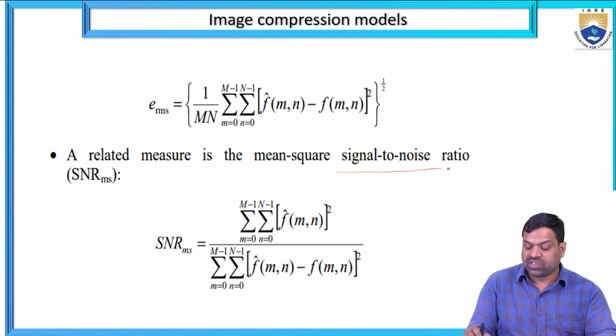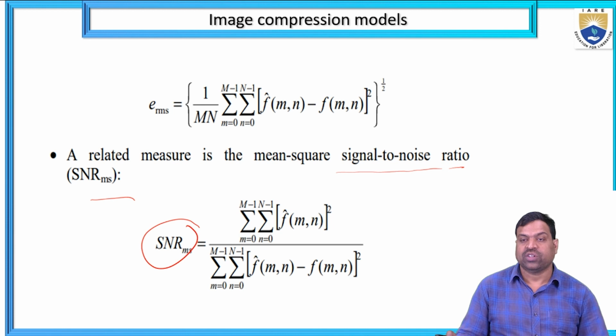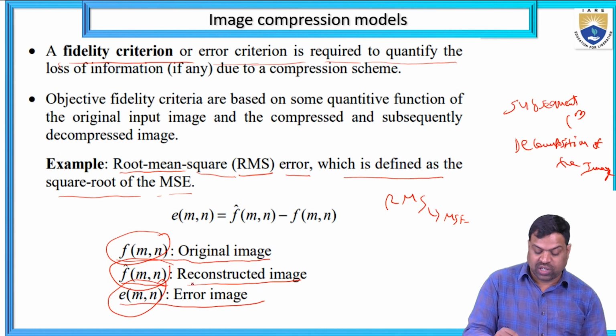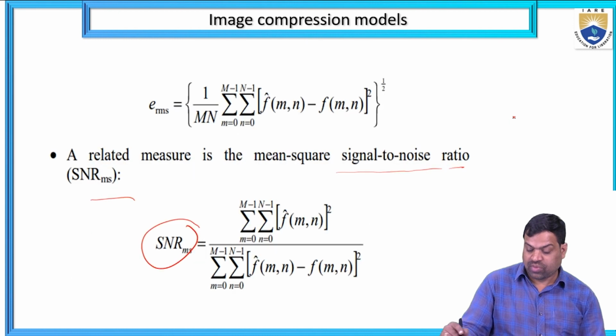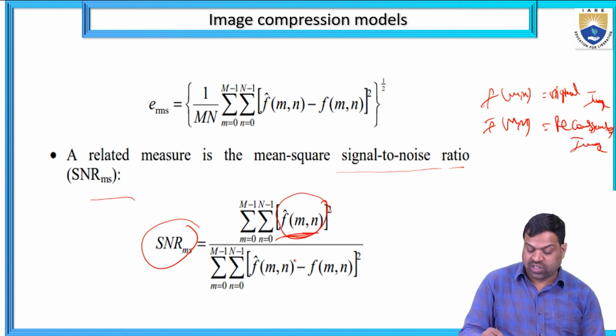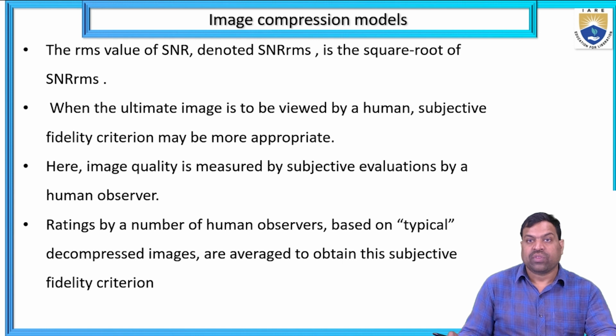A related measure is the mean square signal to noise ratio, SNR. So here SNR equal to summation m equal to 0 to M minus 1, n equal to 0 to N minus 1, f dash of m comma n whole square, divided by summation m equal to 0 to M minus 1, n equal to 0 to N minus 1, f dash of m comma n minus f of m comma n, whole square. So already we know that f is the original image and f dash is the reconstructed image. The RMS value of SNR, denoted as SNR RMS, is the square root of the SNR.